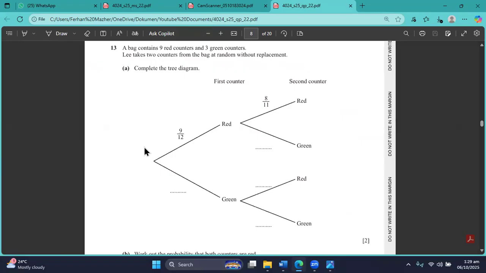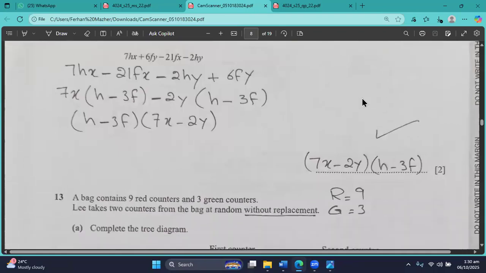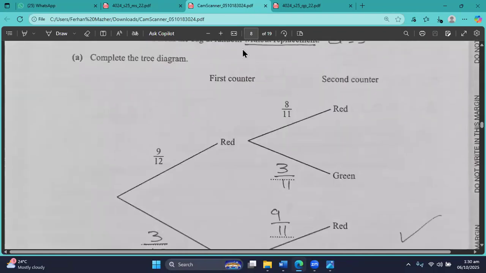So there are 9 red counters, 3 green counters. In total, they are 12 counters. So if a red is out, it will become red 8 by 11. Now green, if a red is already out, will be 3 by 11. So the first green comes, that is 3 by 12. If a green is already out, the chances of the red will be 9 by 11. And the chances of the green, if a green is already out, will be 2 by 11. This is how you complete this tree diagram, because they are going without replacement.